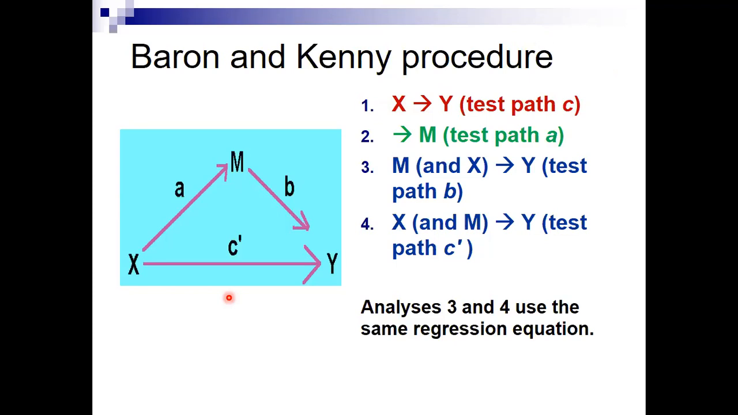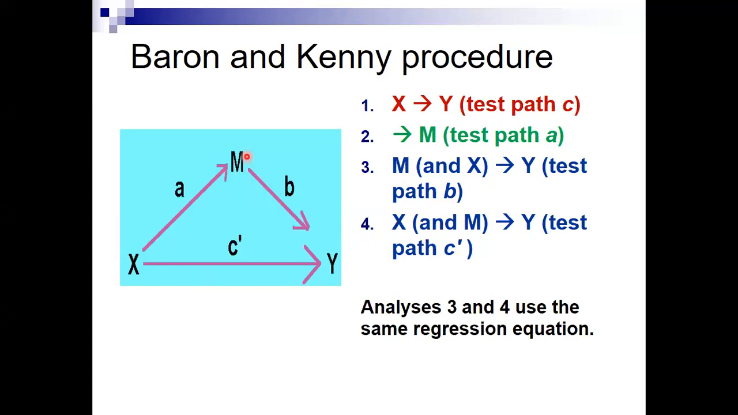Okay, with the absence, of course, of M. And then now you test path A, that is X on M. And that's regression, okay? You're regressing actually X on M. And then X and M on Y.